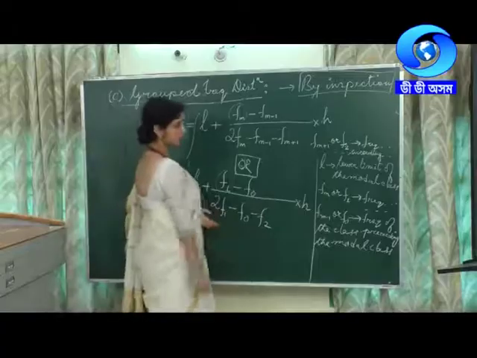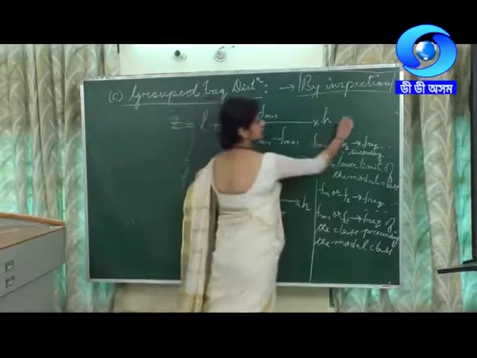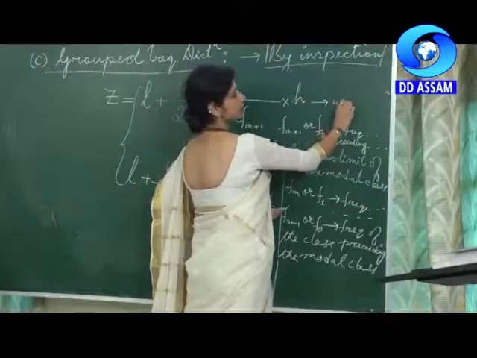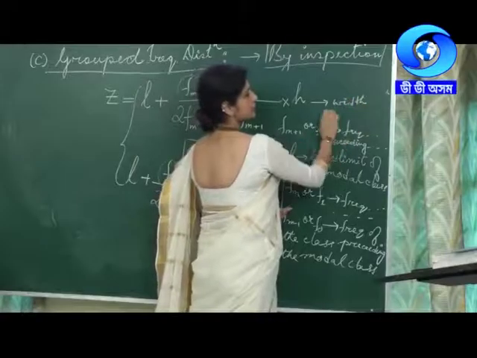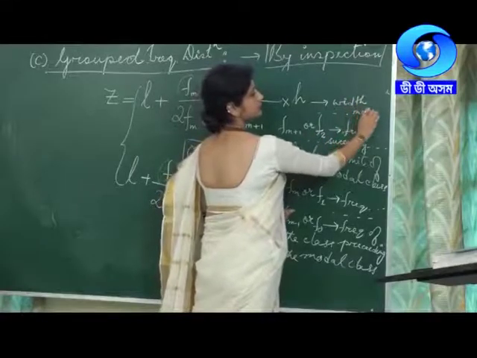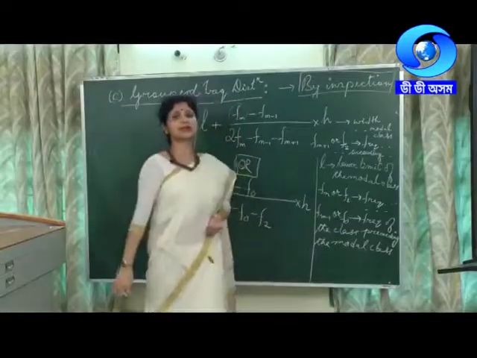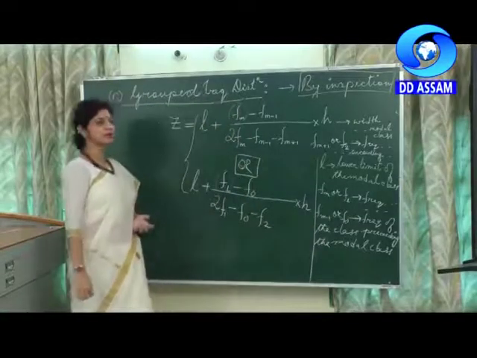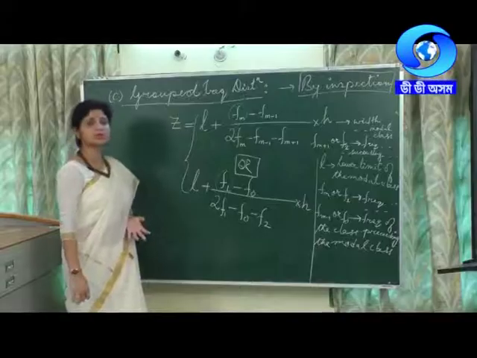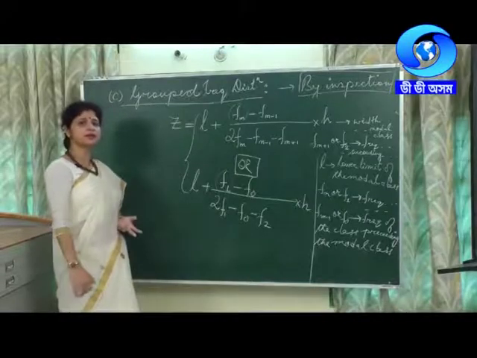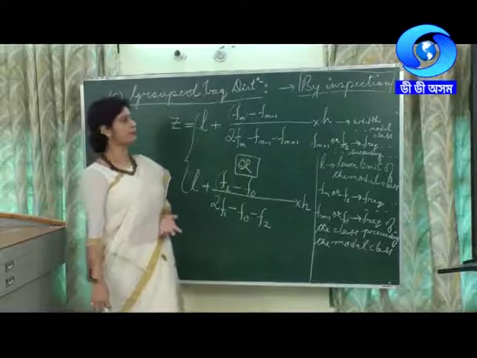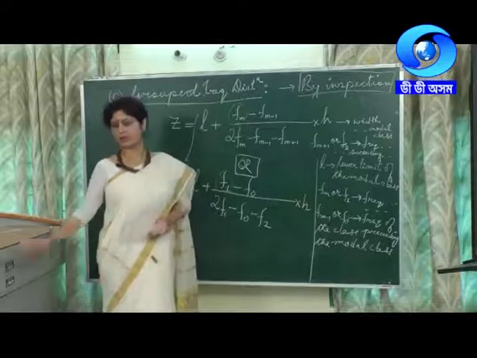And what is H? H is nothing but the width of the modal class. Just like in case of median class, we had discussed what is width. Width of a class is nothing but the difference between the upper limit and the lower limit.